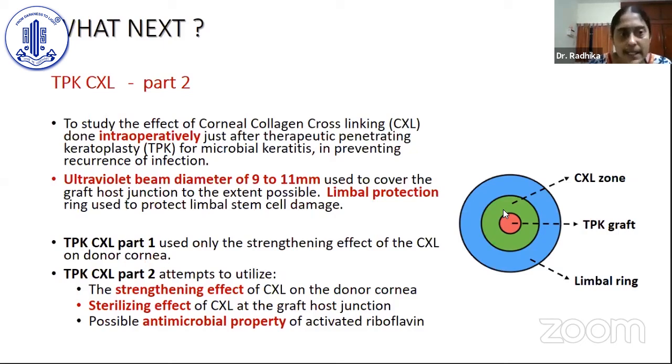So TPK-CXL part 1 used only the strengthening effect of the CXL on the donor cornea. TPK-CXL part 2 attempts to utilize both the strengthening effect on the donor cornea as well as the sterilizing effect of the CXL on the graft host junction. We have been seeing encouraging results. We're just waiting to collate them to gather evidence, and then we shall share them with you.